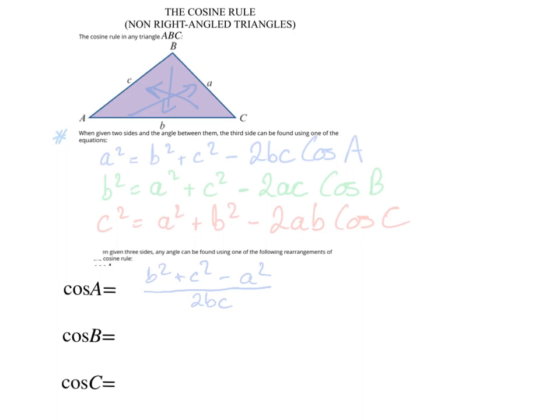The second one, we're making cos B the subject. So in this case, it's A squared plus C squared, take away B squared, all divided by 2ac. Now, you don't need to remember these, but you do need to be able to use them. And the last one here, making cos C the subject, we have A squared plus B squared minus C squared, all divided by 2ab.